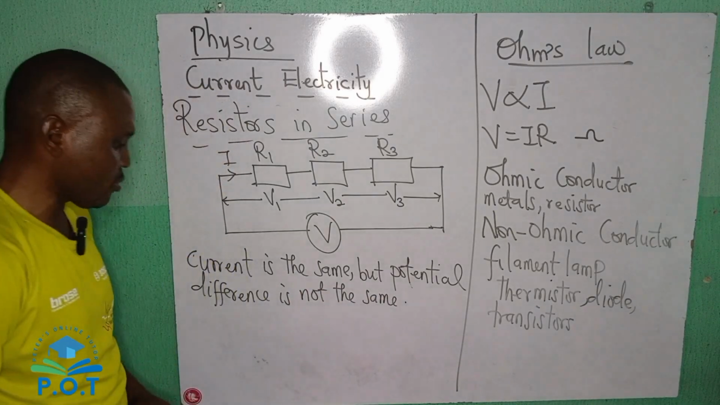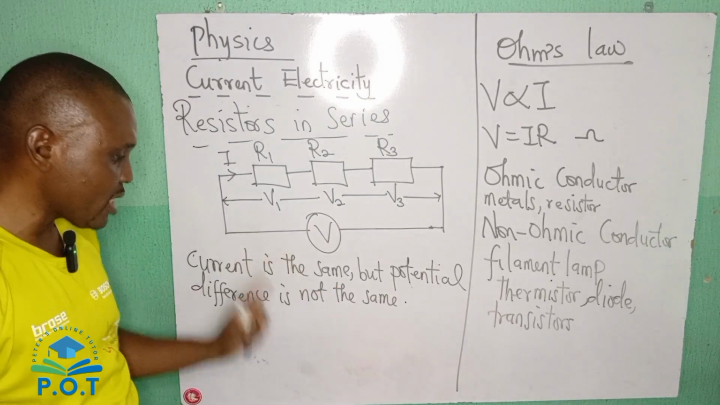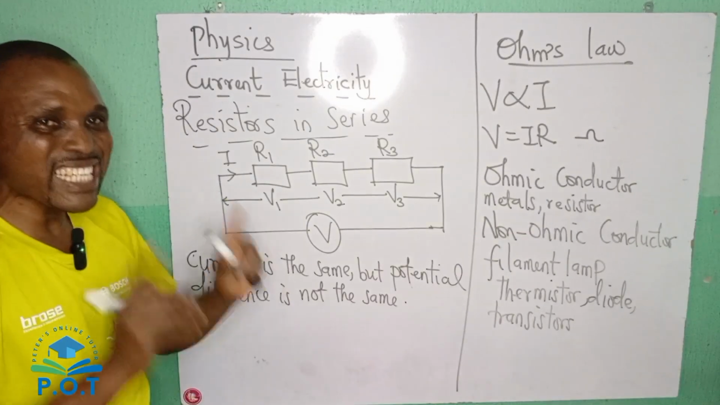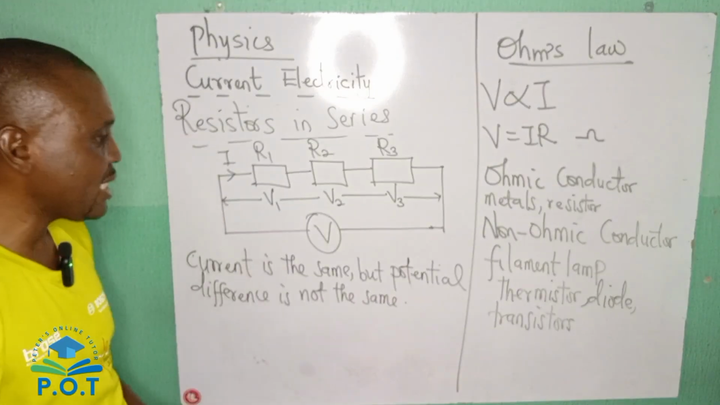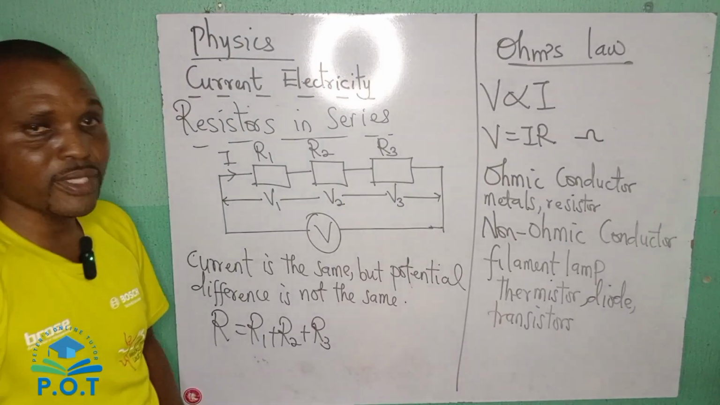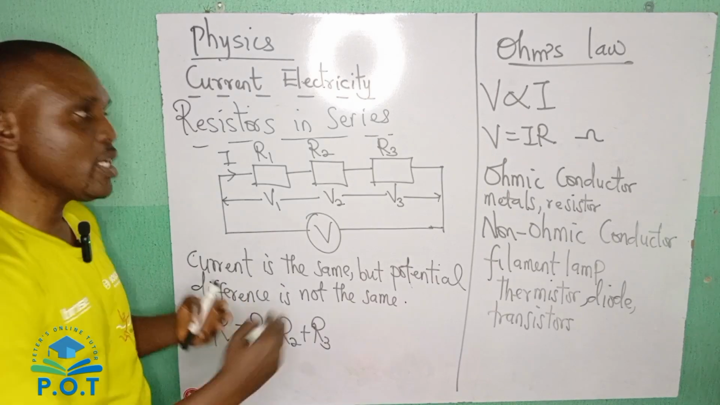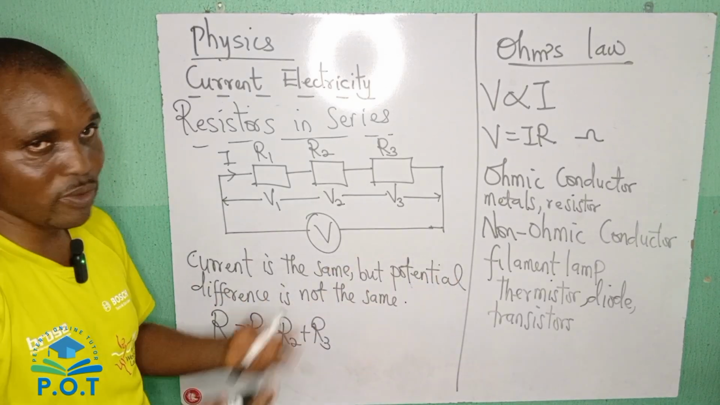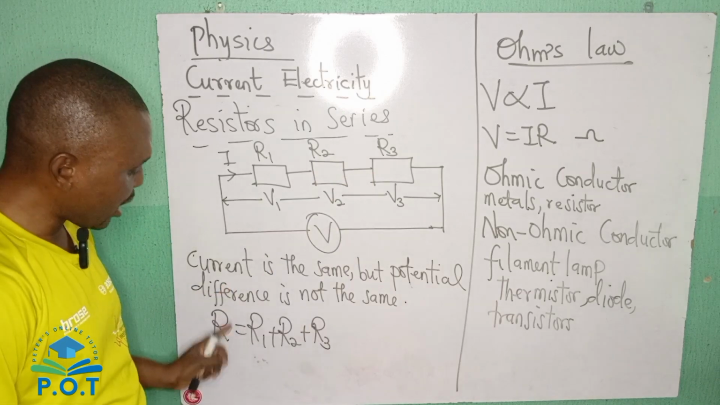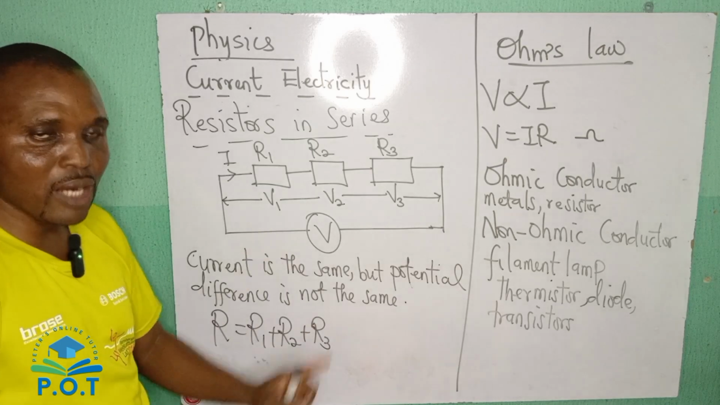So please take note of this. Current is the same across each of the resistors, but potential difference is not the same. I'm talking about resistors in series. How do we calculate the effective resistance? Effective resistance is equal to R1 plus R2 plus R3. If we have more than three resistors, of course we continue like that. Maybe we have up to five resistors. It's going to be R equals R1 plus R2 plus R3 plus R4 plus R5.